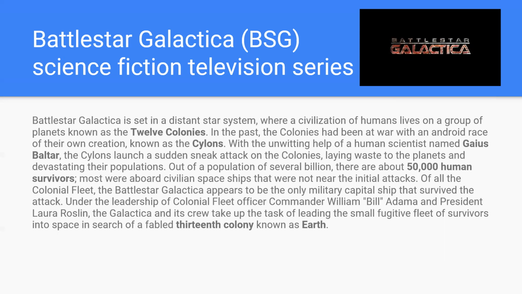Of all the colonial fleet, the Battlestar Galactica, which was a museum about to be retired when the war started, appears to be the only military capital ship that survived the attack. Under the leadership of Colonial Fleet Officer Commander William Bill Adama and President Laura Roslin, who I believe was the Secretary of Education when everyone else in the government was wiped out, she became the president, the Galactica and its crew take up the task of leading a small fugitive fleet of these 50,000 survivors into space in search of a fabled 13th colony known as Earth.